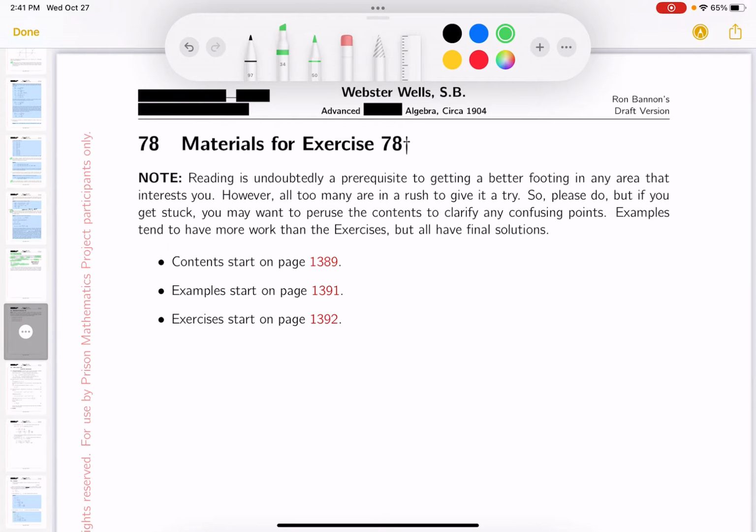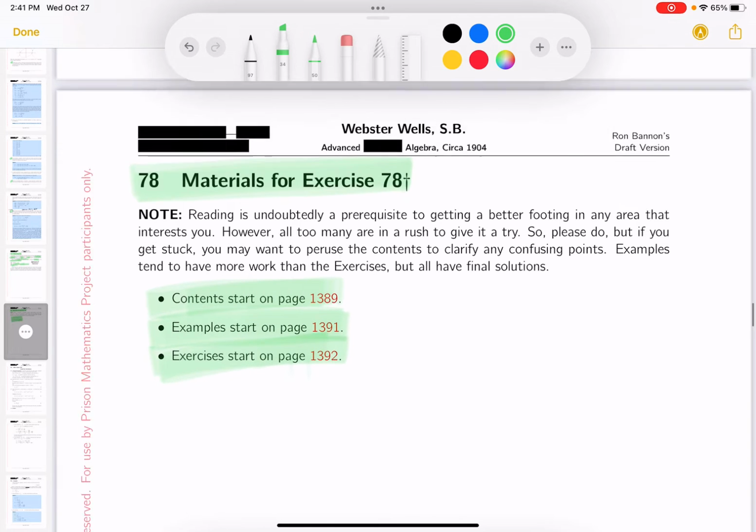Okay, we're in section 70 of the notes now. Contents to get through, examples to look at, and then exercises to work on to reinforce what you're doing.